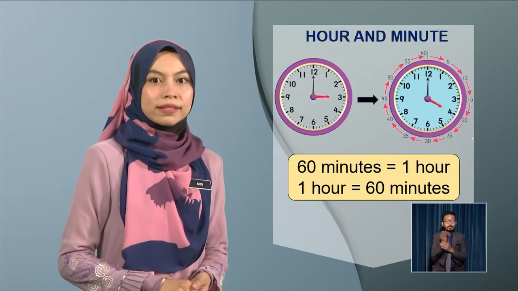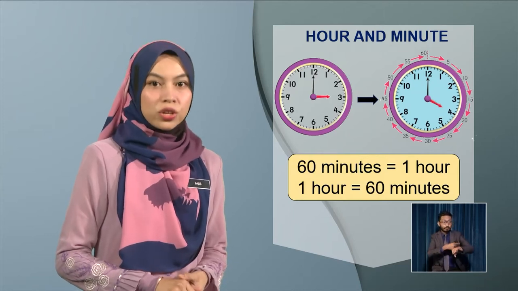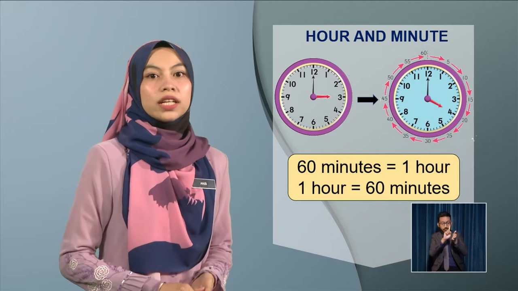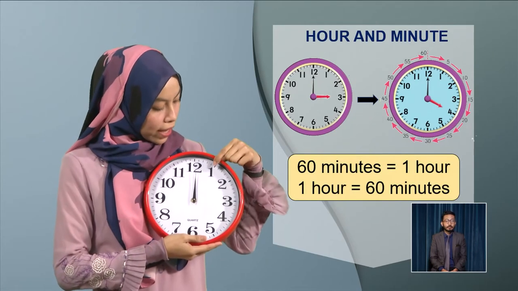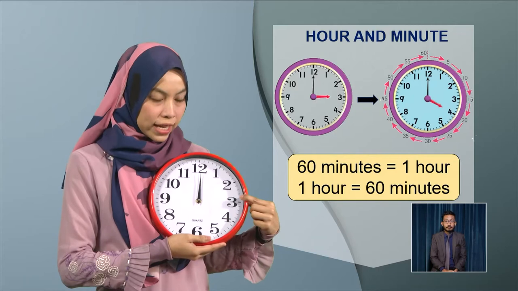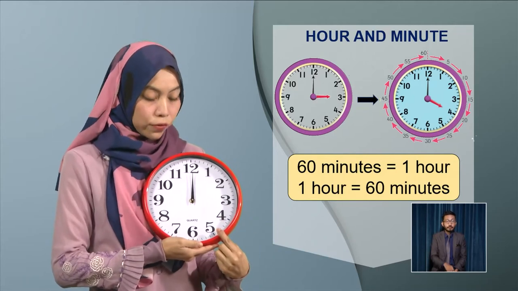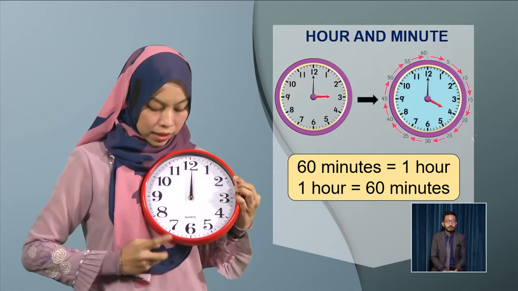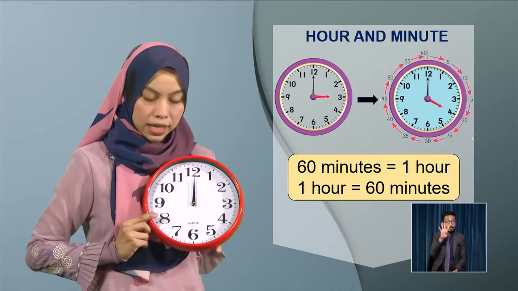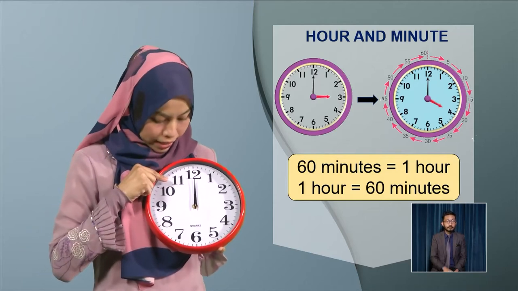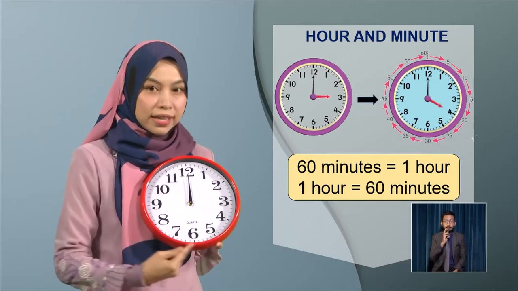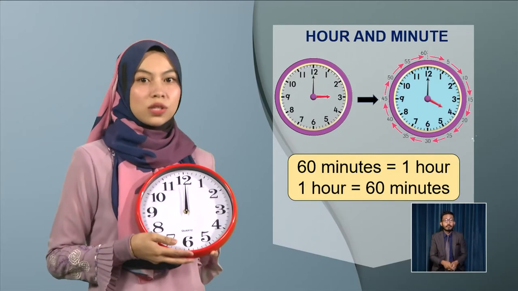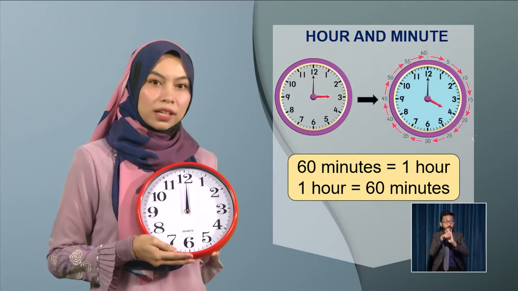Boys and girls, look at this slide. These are faces of a clock. Previously, you have learned that one graduation equals 1 minute. 5, 10, 15, 20, 25, 30, 35, 40, 45, 50, 55, 60. There are 60 graduations on the clock face. So there are 60 minutes on the clock face.